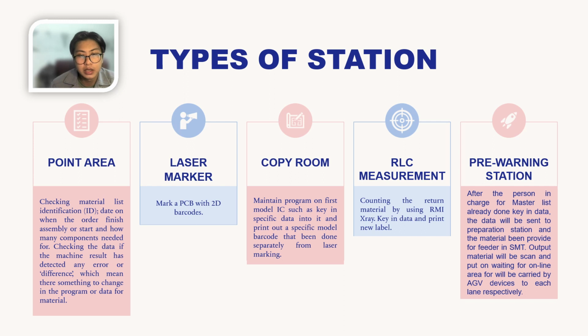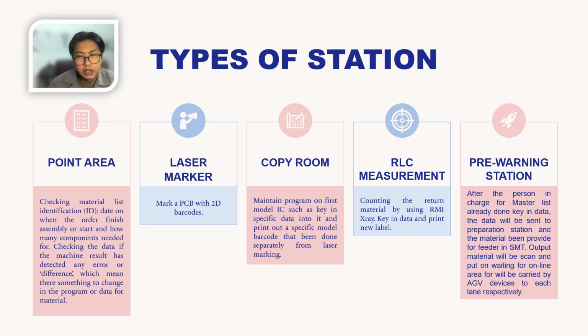And the next station is RLC measurement. Mostly this is the job for the feeder, counting the returned material by using the RMI X-ray, and we must key in the data and print the new label for the new quantity. Pre-warning section is the busiest in the warehouse because after the person in charge of the master list has done keying in the data, we send it to the preparation station, and the material is provided for the feeder in SMT.